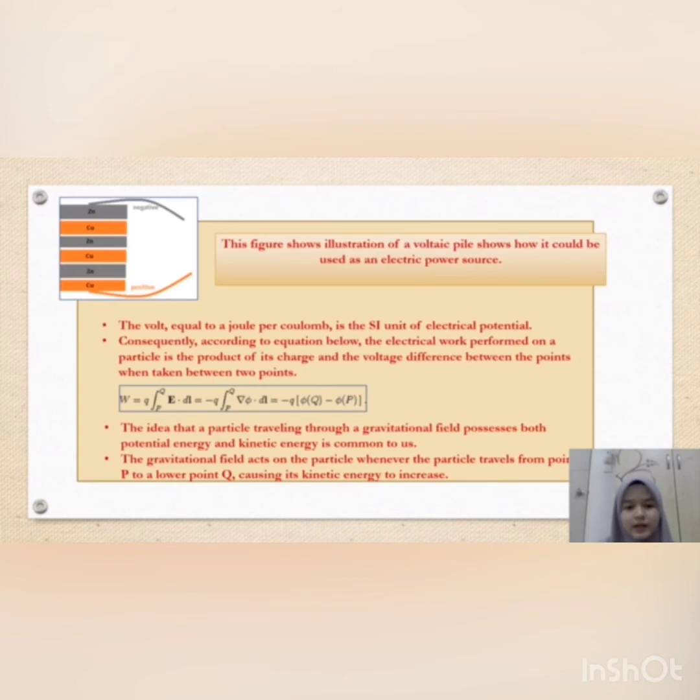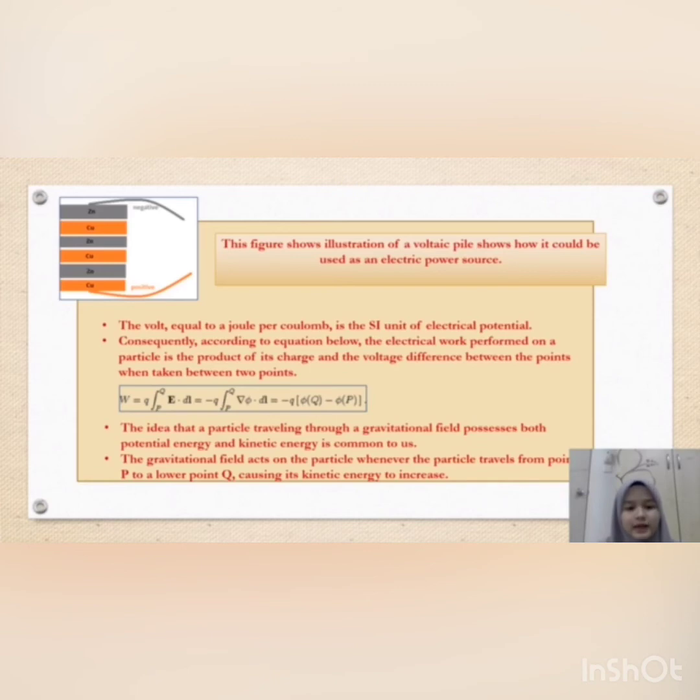The volt, equal to a joule per coulomb, is the SI unit of electrical potential. Consequently, according to the equation below, the electrical work performed on a particle is the product of its charge and the voltage difference between the points when taken between 2 points. So this is the equation.